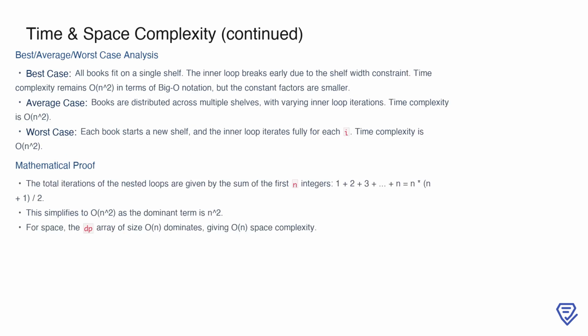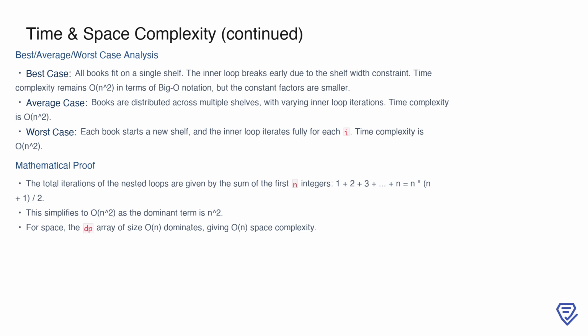Analyzing the best, average, and worst cases helps us understand how the solution behaves under different scenarios. In the best case, all books fit on a single shelf, and the inner loop terminates early due to the shelf width constraint. While the time complexity remains O(n^2) in big O terms, the constant factor is smaller. In the average case, books are distributed across multiple shelves, leading to varying numbers of inner loop iterations, but the overall time complexity is still O(n^2). In the worst case, each book starts on its own shelf, and the inner loop iterates fully for each book, ultimately reaching the worst-case complexity of O(n^2).